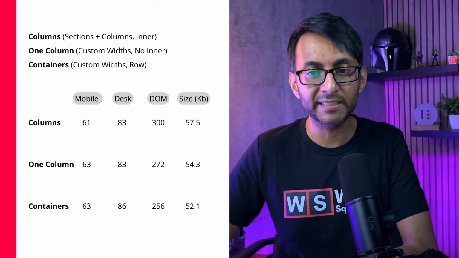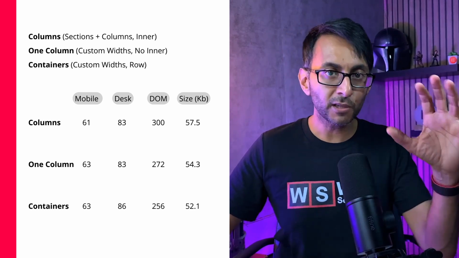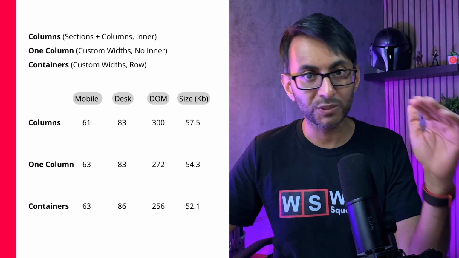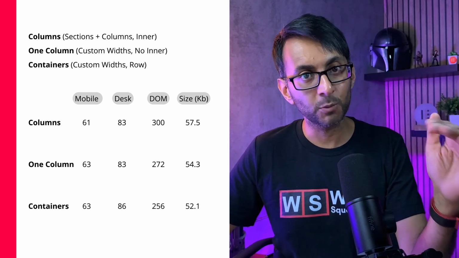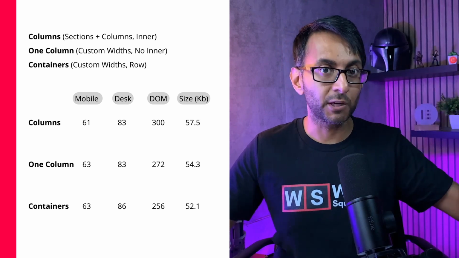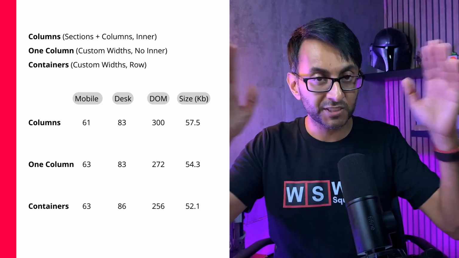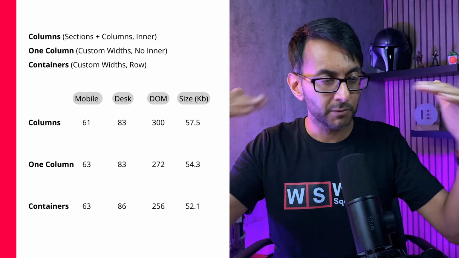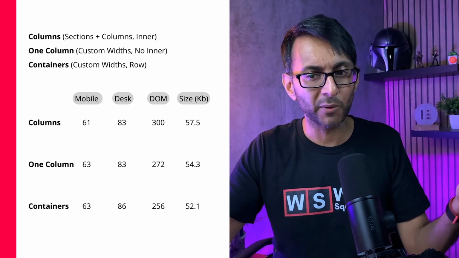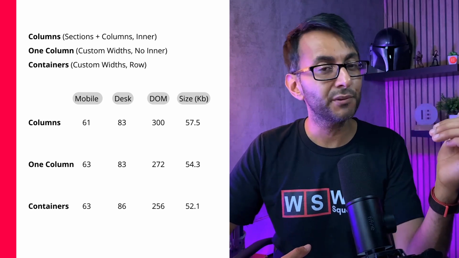Now here's the results that I was getting, and you can see them over here on the side, okay? For the columns one, that uses inner sections as well, the mobile score was 61 and the desktop was 83. When we go to the second website, which is one column per section, we had 63 and 83.